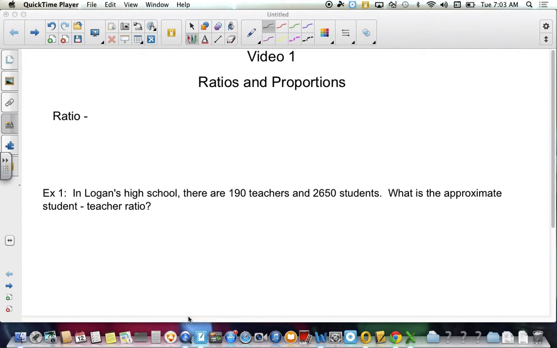This is video one from chapter 7, ratios and proportions. So we're starting a new chapter here. Start by defining some terms here. So a ratio is just a comparison of two quantities in division.